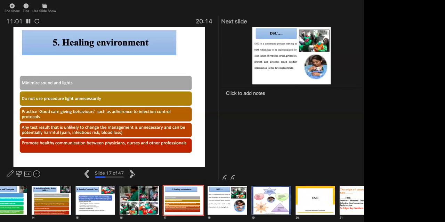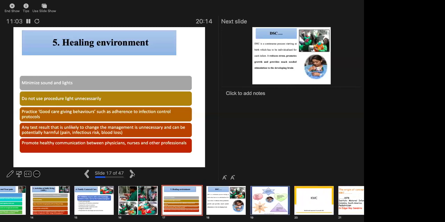The fifth component of DSC is nothing but the healing environment. We already discussed this in the protected sleep section. So you have to minimize the sound and light in the NICU. Do not use the procedure light unnecessarily every time to examine the baby. You have to use only general lighting instead of procedure lighting. And the other thing is, practice good caregiving behavior, such as adherence to infection control measures.